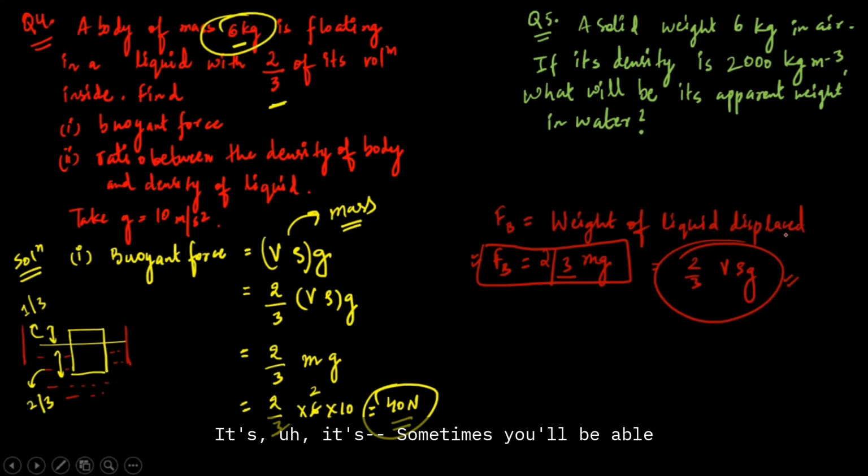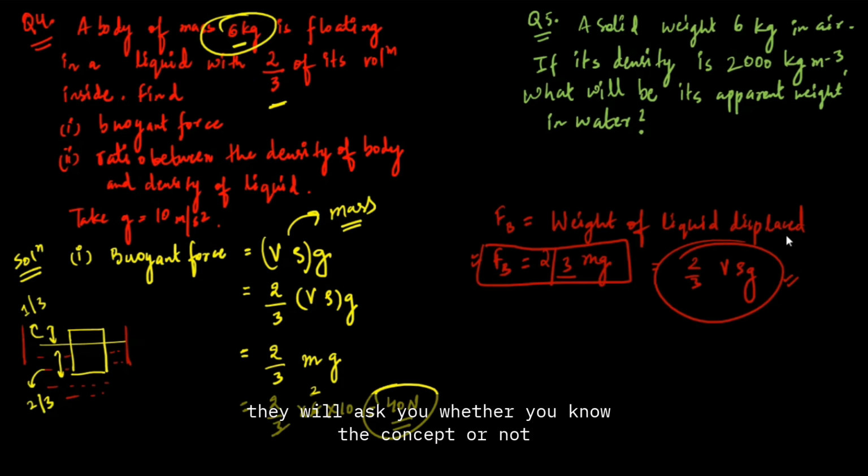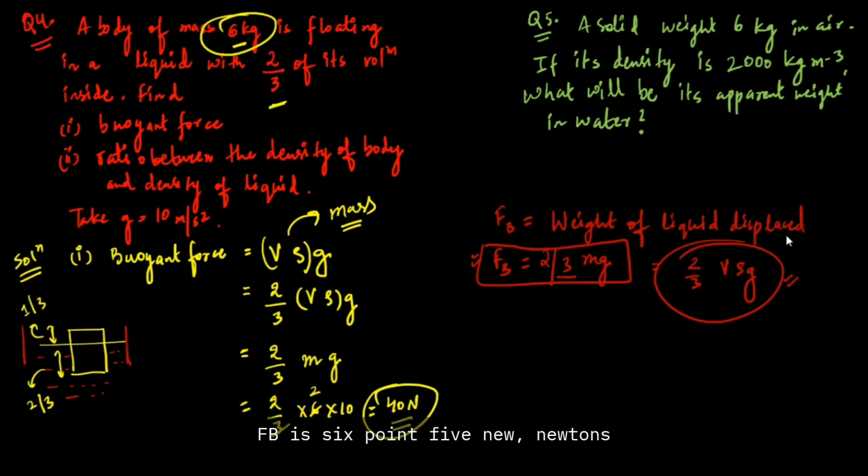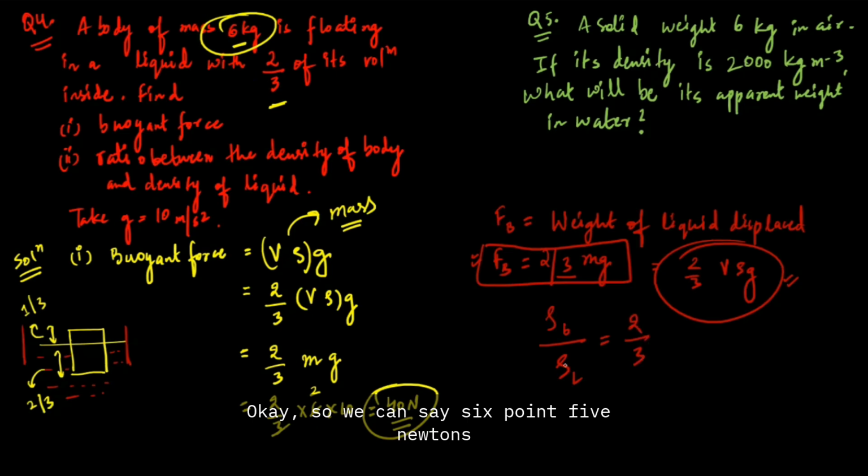Sometimes you'll be able to apply it directly, but in the difficult questions, they will ask you whether you know the concept or not. If you don't know the concept, then you won't be able to find the actual equation. So that is why it is important. So it's 6.5 newtons. FB is 6.5 newtons. Okay, and then they say find the ratio of density of the body and density of liquid.